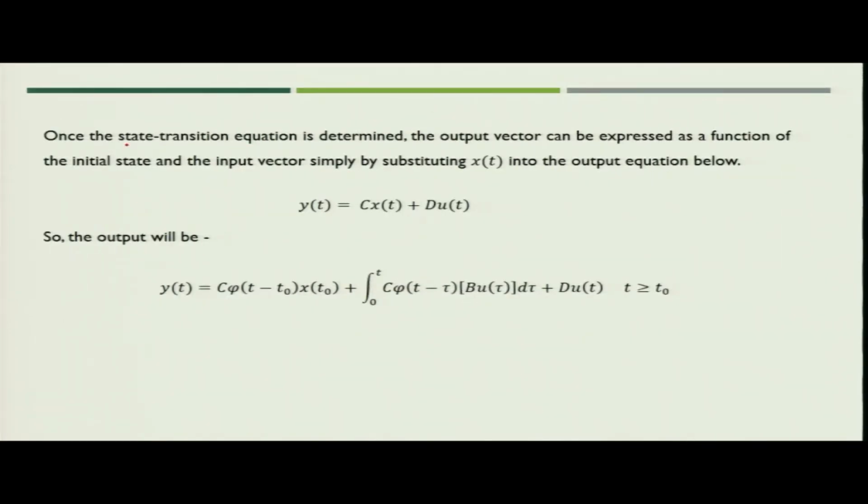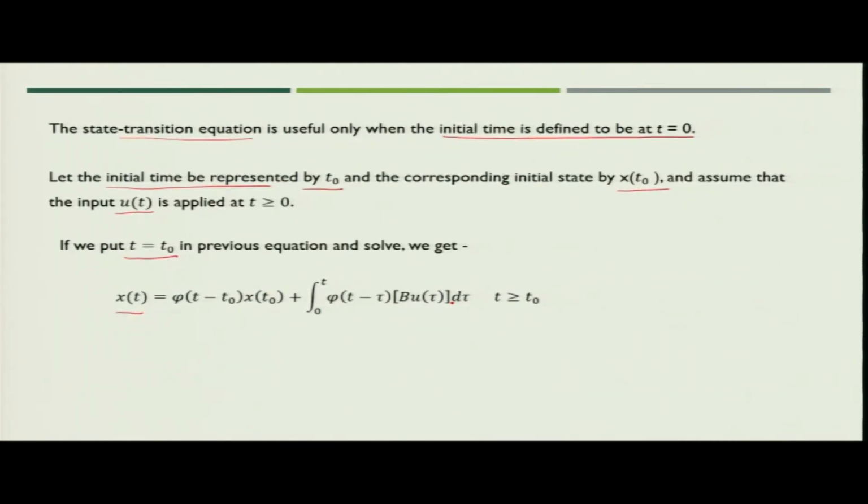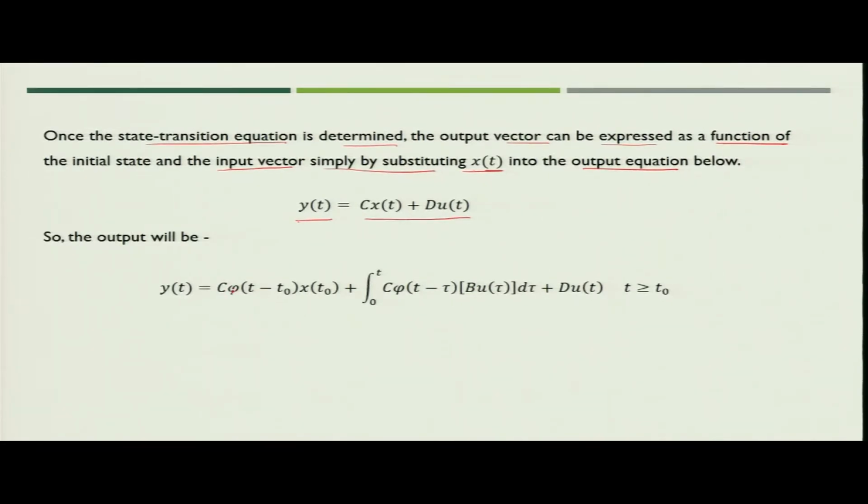Now, once the state transition equation is determined, the output vector can be expressed as a function of the initial state and the input vector simply by substituting x(t) into the output equation. What is the output equation? We have the output equation as y(t) = Cx(t) + Du(t). In place of x(t), we write the expression which we just derived. So, y(t) = C phi(t - t0) x(t0) plus the integral of C phi(t - tau) B u(tau) d tau, plus D u(t). This is the output equation for the system where the input is available.